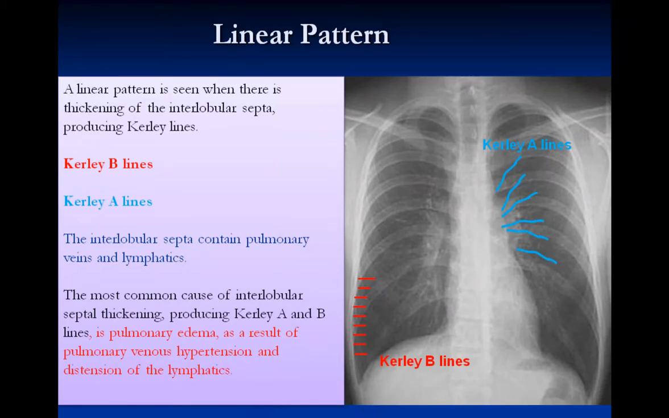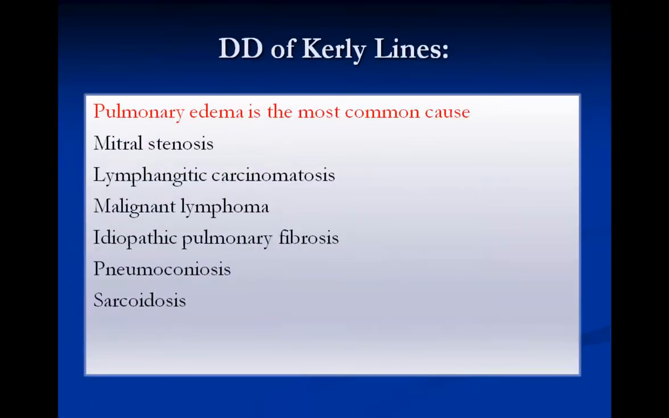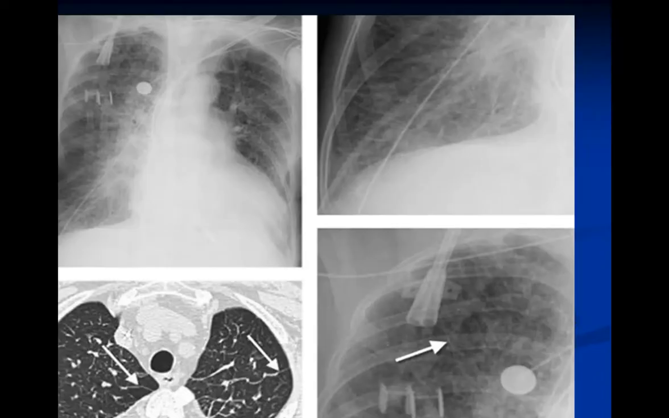This interlobular septal thickening is commonly seen in cardiogenic pulmonary edema. Not only in pulmonary edema, other differential diagnoses are also possible. These Kerley lines can be seen in mitral stenosis, lymphangitic carcinomatosis, malignant lymphoma, idiopathic pulmonary fibrosis, pneumoconiosis, and sarcoidosis. These diagrams show interlobular septal thickening.